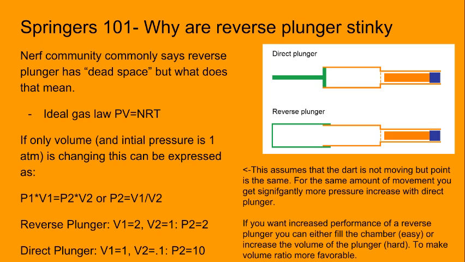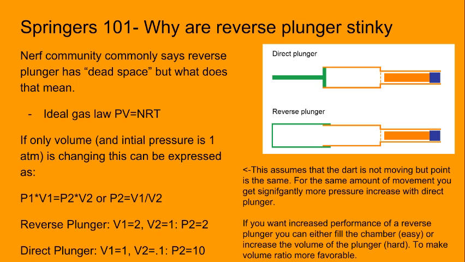T is temperature, R is a constant, and N is related to the number of moles, or the amount of gas that you have. And so when we have a plunger, normally your temperature and your R value are constants, and the number of moles isn't changing. And so we can actually relate the change in pressure directly to the change in volume as shown here below, or the amount of pressure that you get is related to the initial volume divided by the final volume.